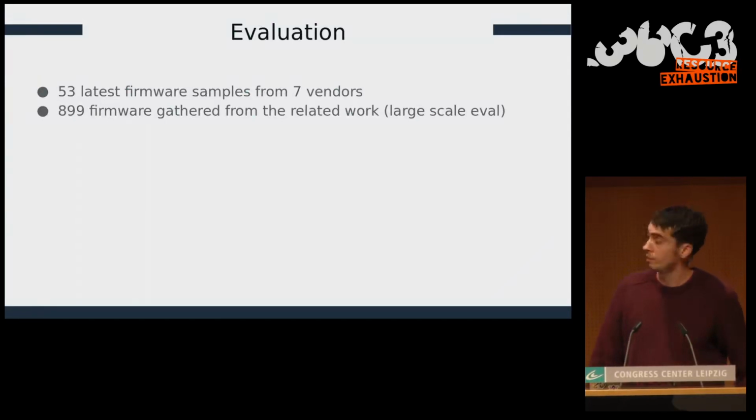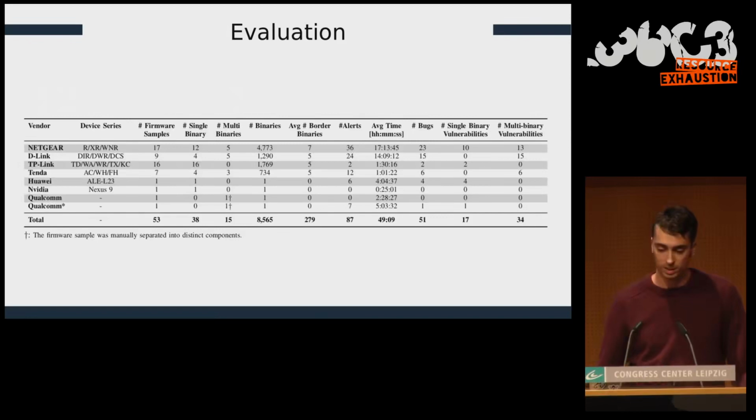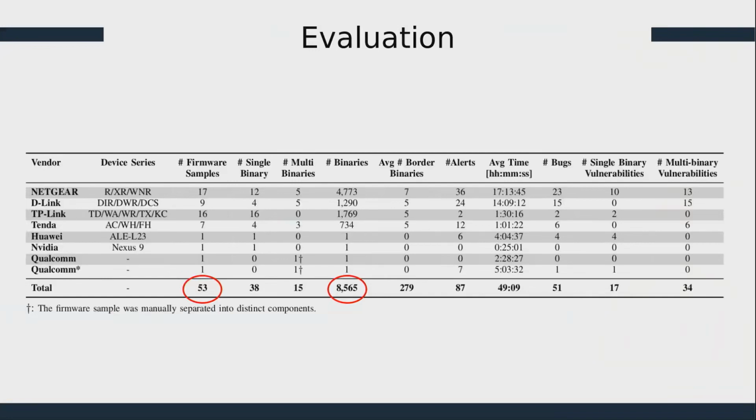We ran three different evaluations of two different data sets. The first one, composed by 53 latest firmware samples from 7 vendors, and the second one on 899 firmware gathered from the related work. In the first case, we can see that the total number of binaries considered are 8.5K, a few more than that. And our system generated 87 alerts, of which 51 were found to be true positive, and 34 of them were multi-binary vulnerabilities, which means that the vulnerability was found by tracking the data flow from the setter to the getter binary.